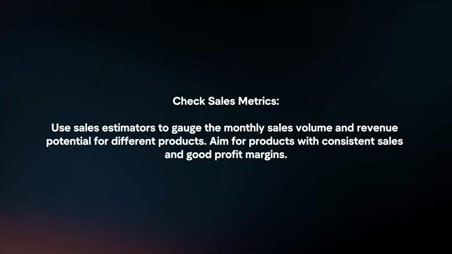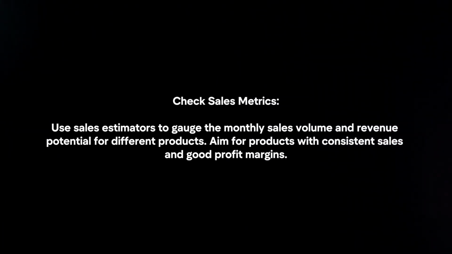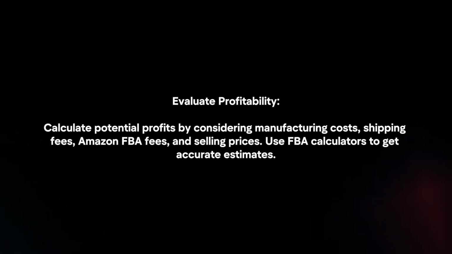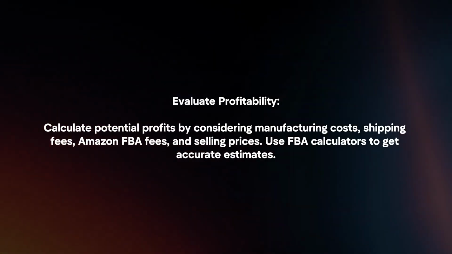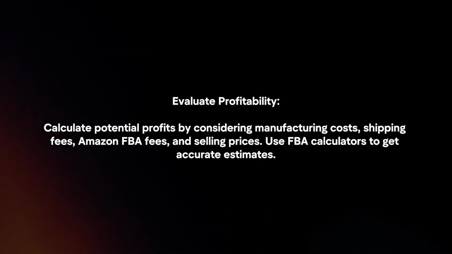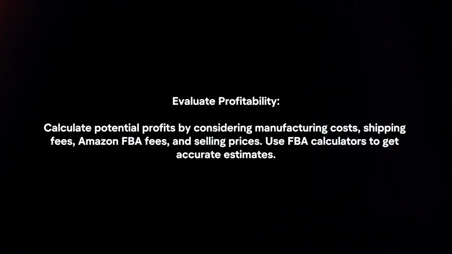Check sales metrics. Use sales estimators to gauge the monthly sales volume and revenue potential for different products. Aim for products with consistent sales and good profit margins. Evaluate profitability. Calculate potential profits by considering manufacturing costs, shipping fees, Amazon FBA fees, and selling prices. Use FBA calculators to get accurate estimates.